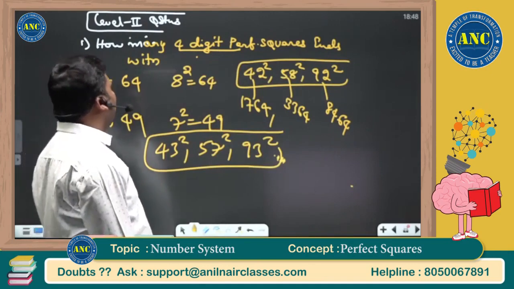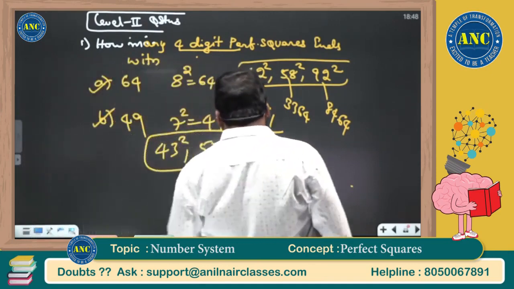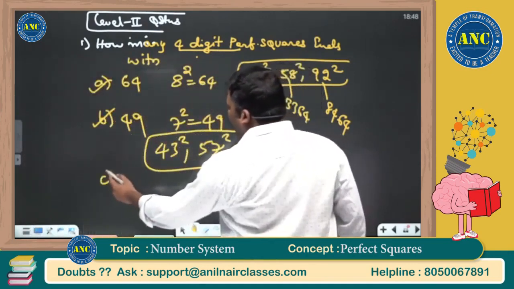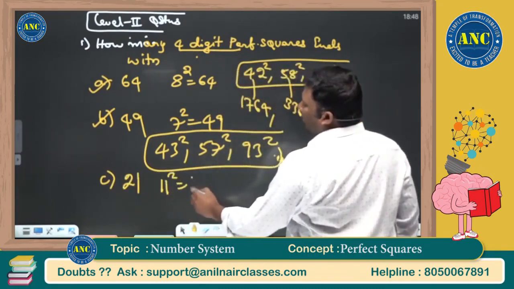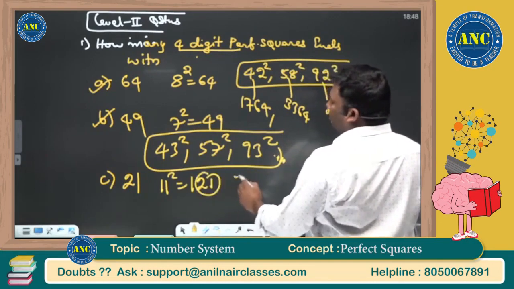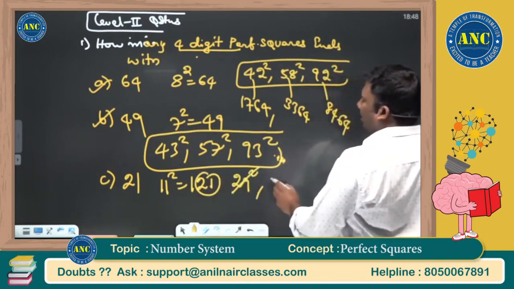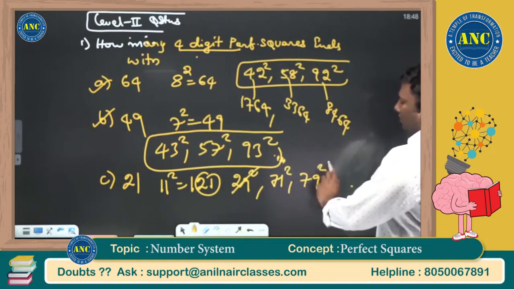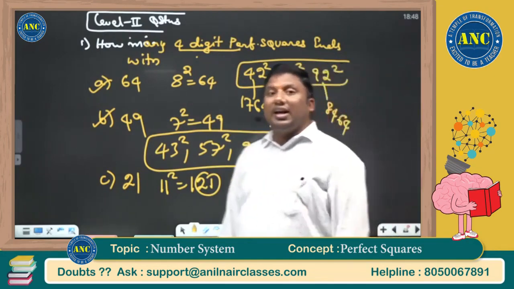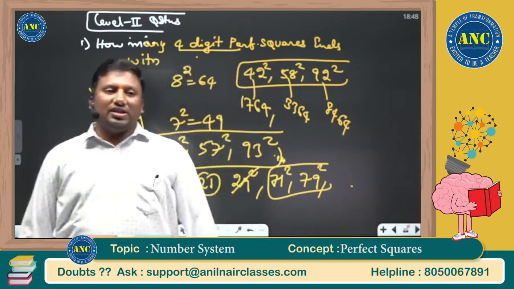Now let me get into the next level. Level 2 is already over. Suppose I take another question, 21. What will be the answer? 11 square is 121. 50 minus 21 is 29 square, but it's a 3-digit number. 71 square, 79 square. Two numbers I will get. Why? Because 29 square is 841, which is a 3-digit number.